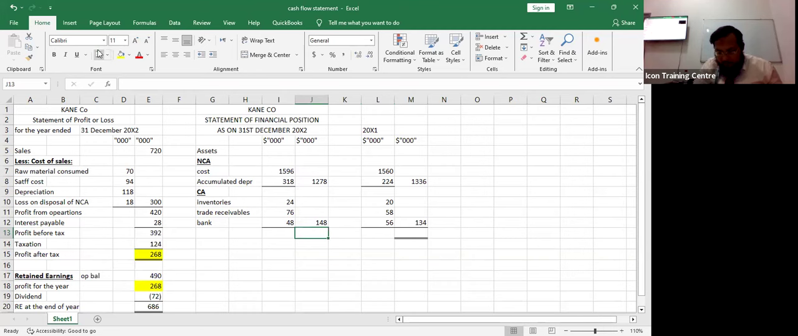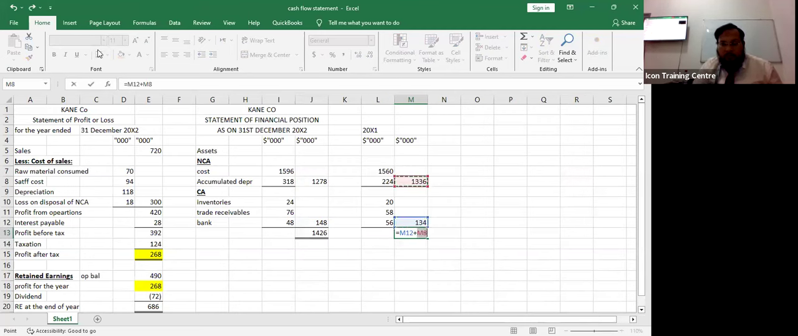So the total assets will be this plus this, this plus this.